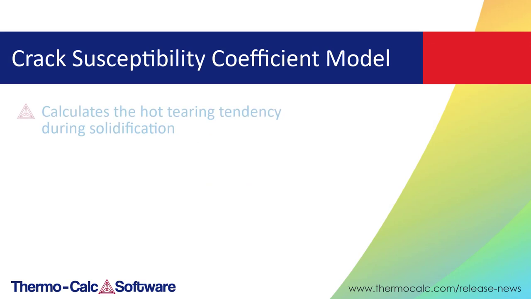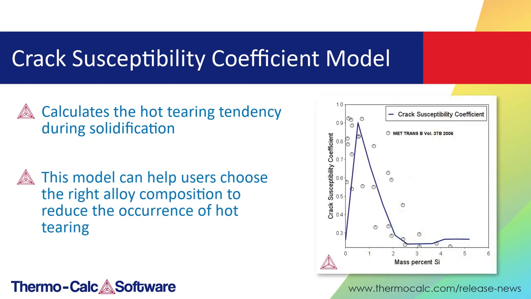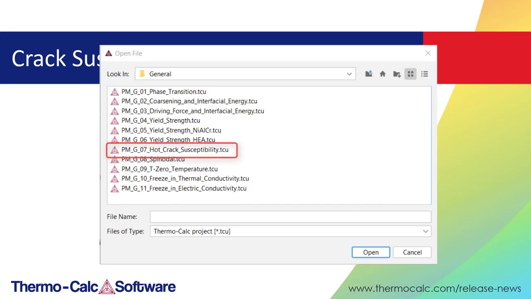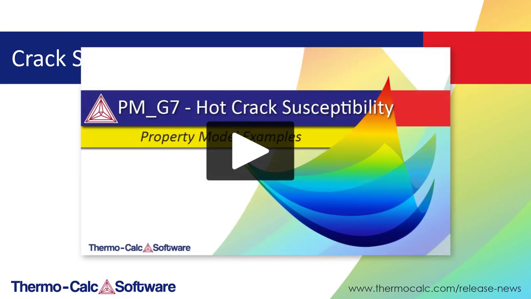The crack susceptibility coefficient model is used to calculate the hot tearing tendency during solidification. Hot tearing is one of the most common and serious defects encountered during the casting of aluminum and magnesium alloys, and this model can help users choose the right alloy composition to reduce the occurrence of this issue. Example PMG07 Hot Crack Susceptibility demonstrates how to set up the model. An accompanying video of the same name walks users step by step through setting up the calculation, offers an analysis of the results, and gives a basic description of the model.